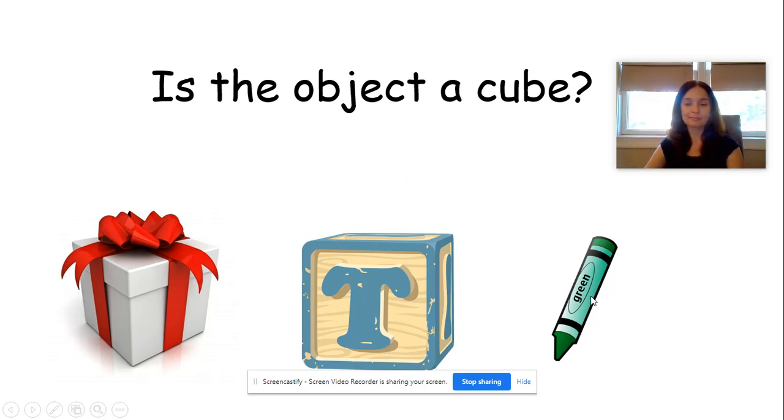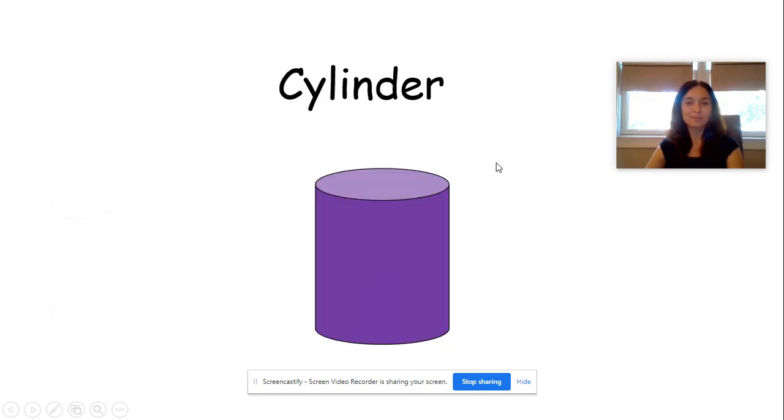What about the crayon? That is not a cube, right? It does not have 6 flat surfaces, and I do see a curved surface. So the present and the alphabet block are both the shape called cube. Good job. Okay, you ready for another solid shape? It's called cylinder. Can you say cylinder?